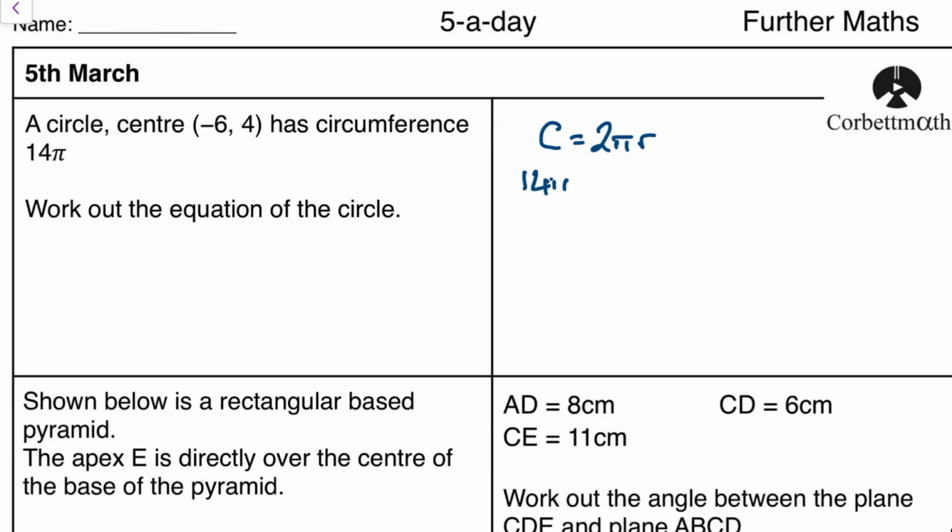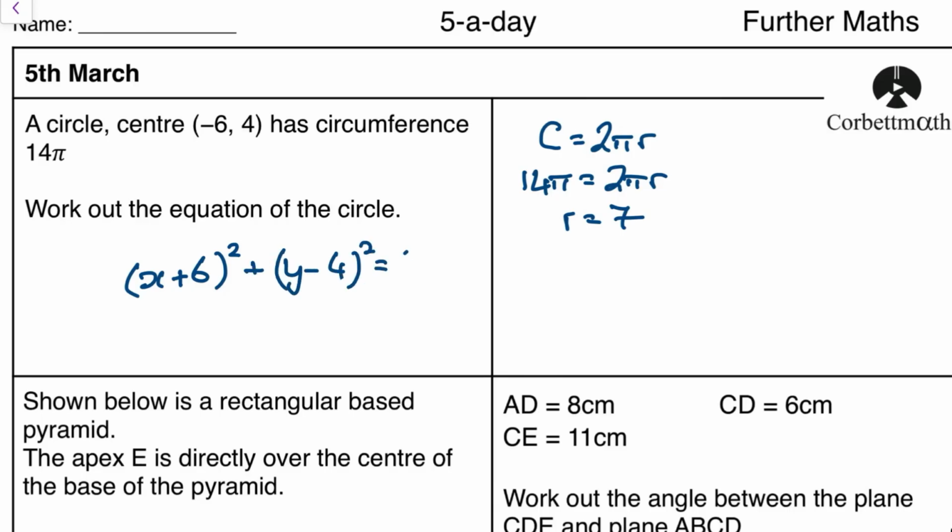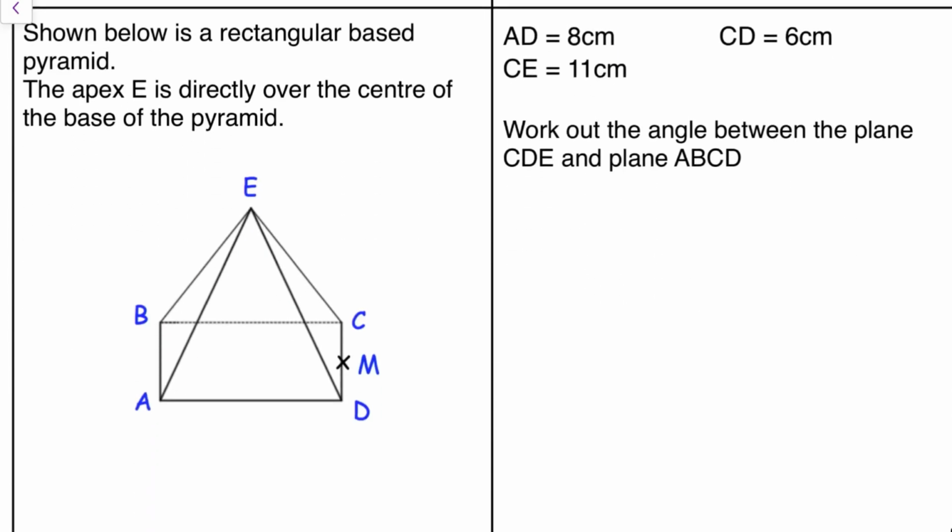So my circumference is 14π, which equals 2πr, which means that r equals 14π divided by 2π, which is 7. And so it's just going to be (x minus minus 6, so plus 6) squared plus (y minus 4) squared is equal to the radius squared, which is 49. First question done. Next question.